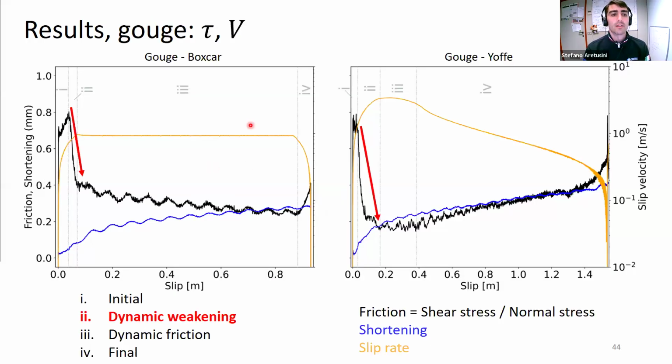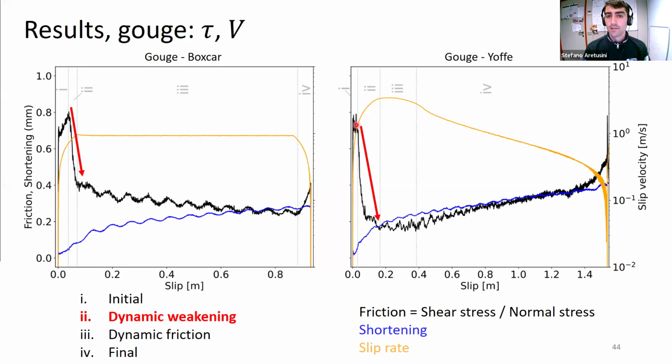Then, if we move to the gauge experiments, again, we see similar sub-stages during the seismic slip experiment: the initial slip strengthening stage and a dynamic weakening stage 2, and then a stage in which friction is more or less constant, and a stage in which friction recovers. And this is true independently of the slip rate function. So here is a boxcar on the left, and on the right is a Yoffe function. We see that the Yoffe is characterized by a very fast acceleration at the beginning and a very slow deceleration in the end.